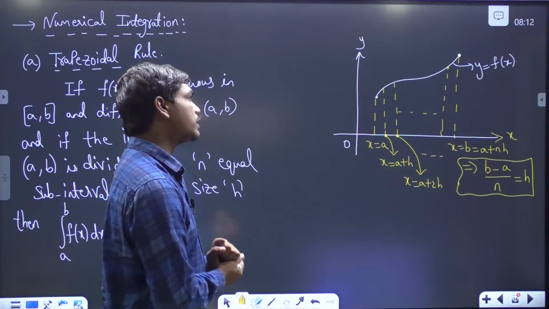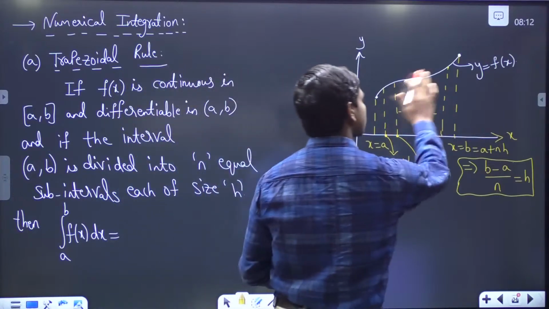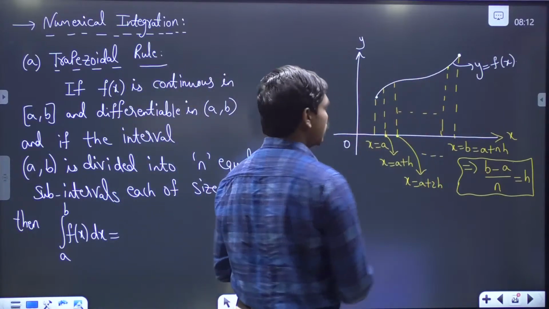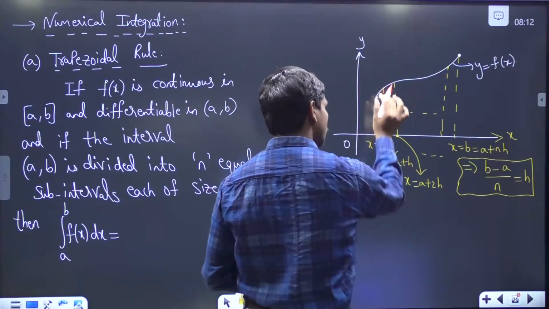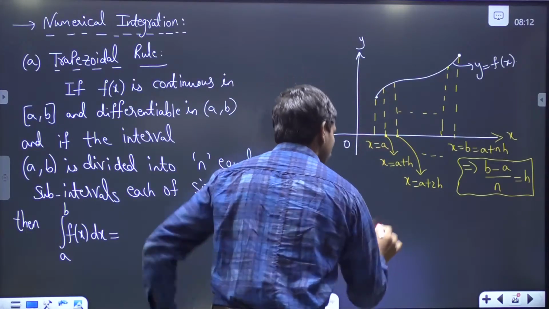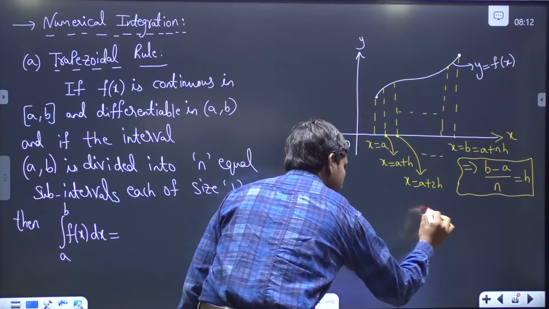Now, the important thing is, we want this complete area. Let us first try to draw this first block. So I am drawing the first block here. Please see carefully.